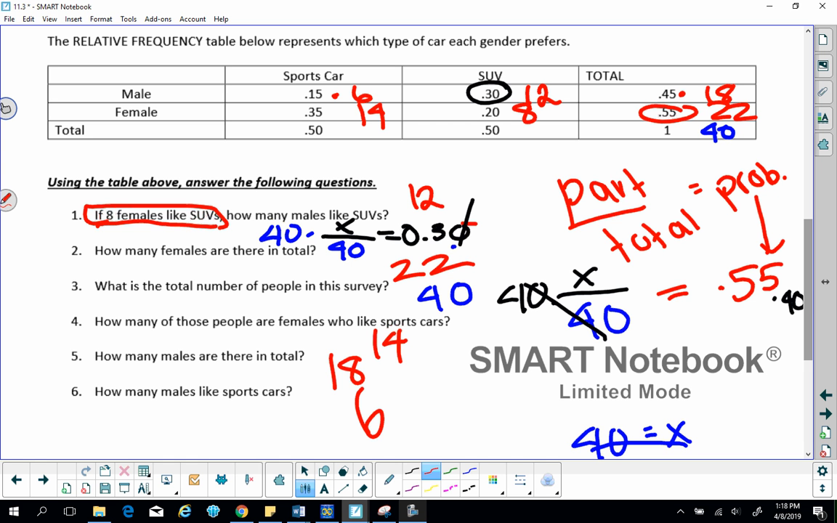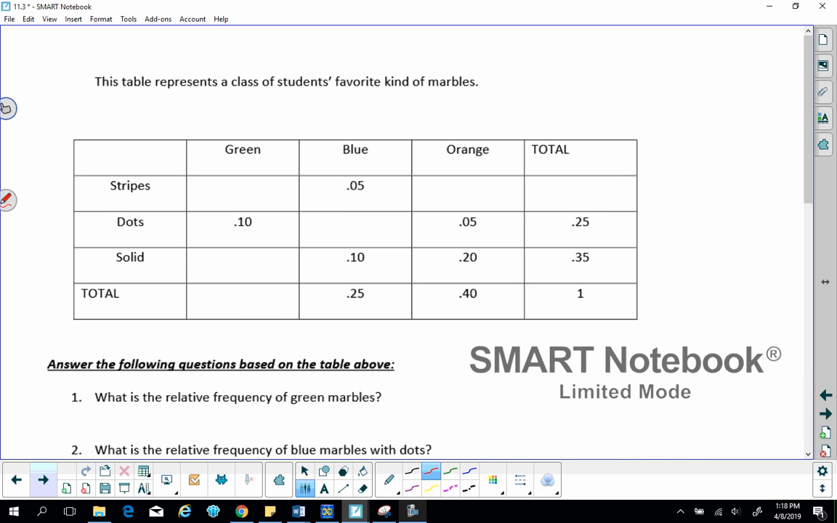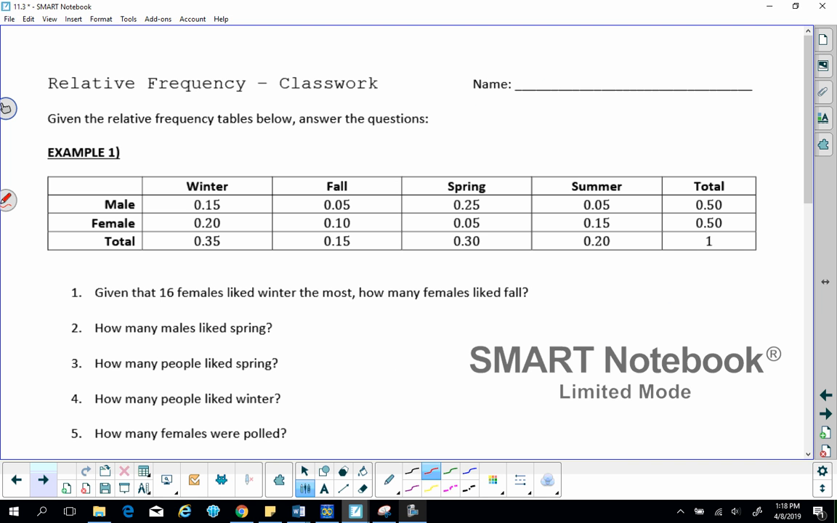You're going to the last page in your packet. The very, very last page. This is basically the same thing that we just practiced. They gave us the decimals, and they're giving us one thing right here.